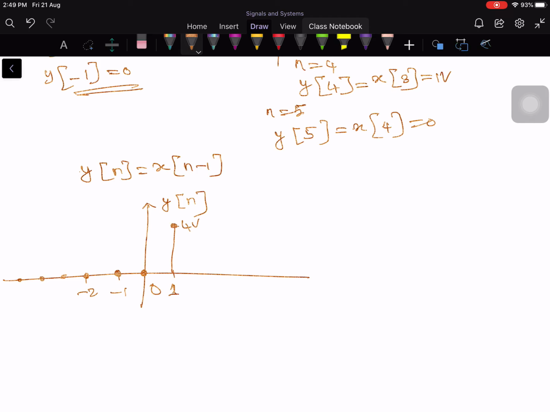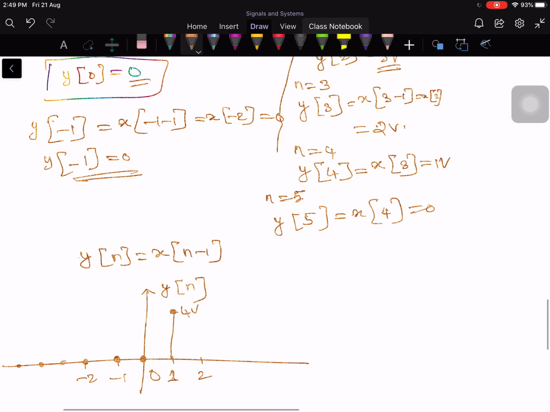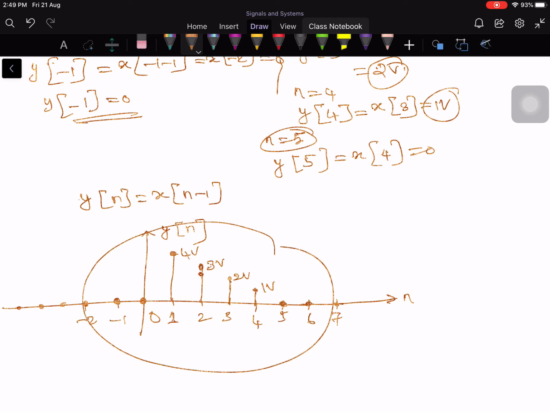When n is equal to 2, then you get 3 volts here. When n equals 3, then you get 2 volts. And when n equals 4, you get 1 volt. When n equals 5, you get 0. When n equals 6, 0, 7, 0, and so on and so forth. Therefore this is my y of n. This y of n is a time shifted version of my original signal x of n. So it is delayed by 1 unit.